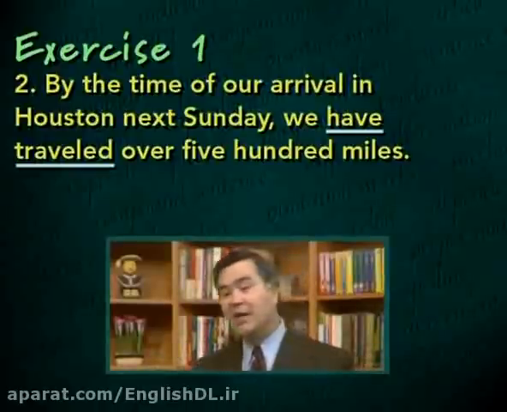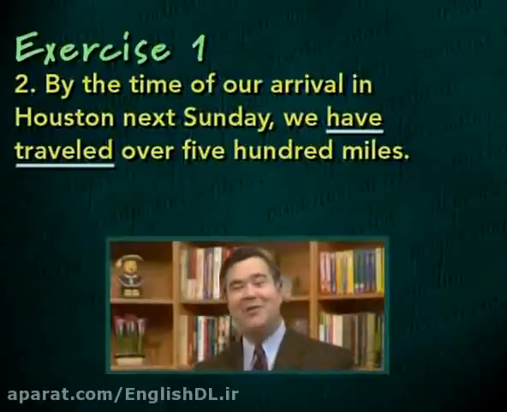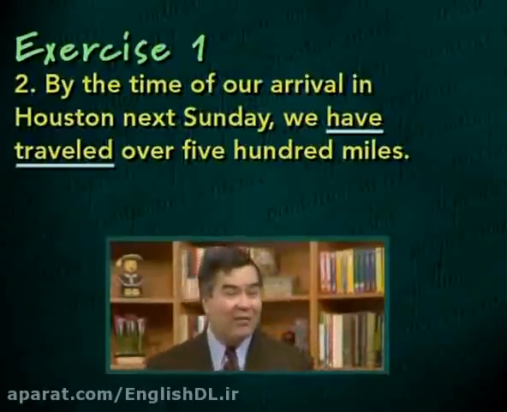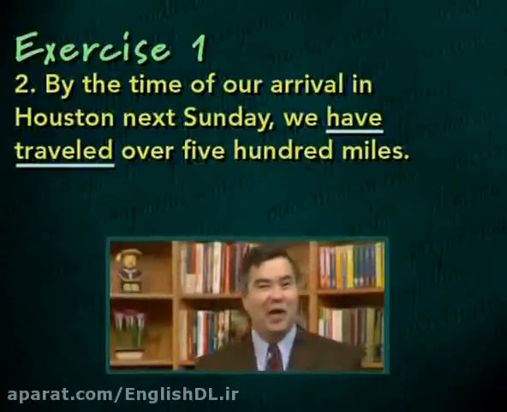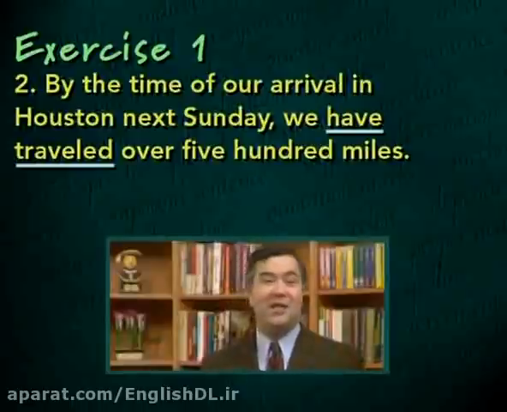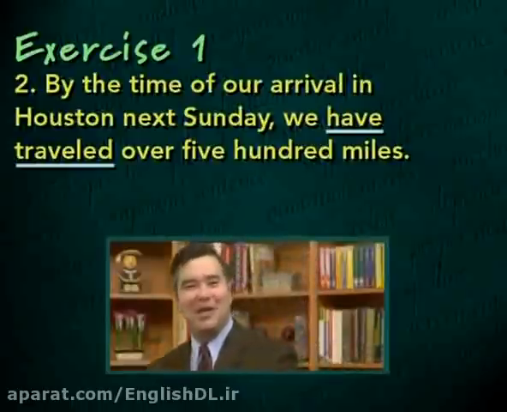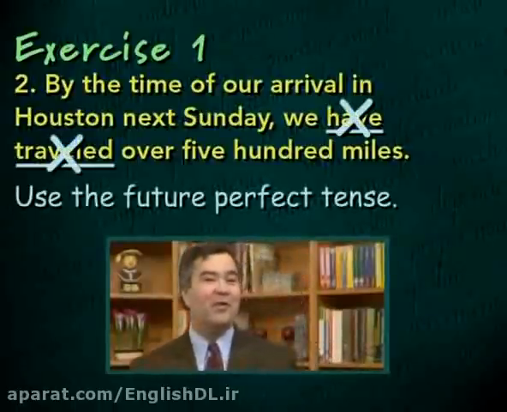Now, what about the traveling? Is the traveling going to take place before or after the arrival? Well, the traveling will take place before the arrival, because after all, we have to travel before we can arrive. So the traveling 500 miles is a future event that is taking place prior to some other future event. And therefore, we want to use the future perfect tense.